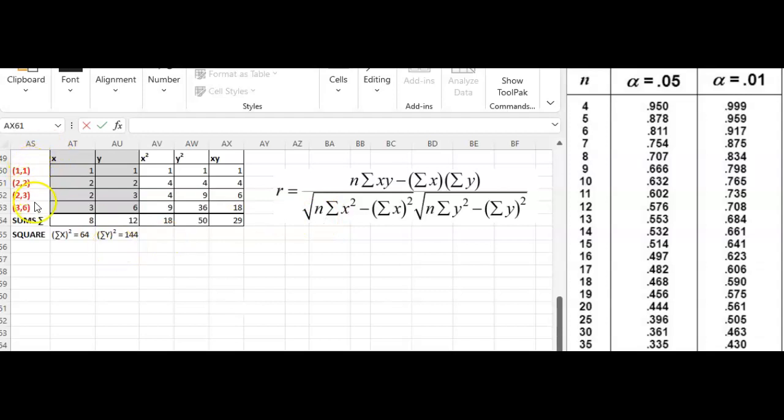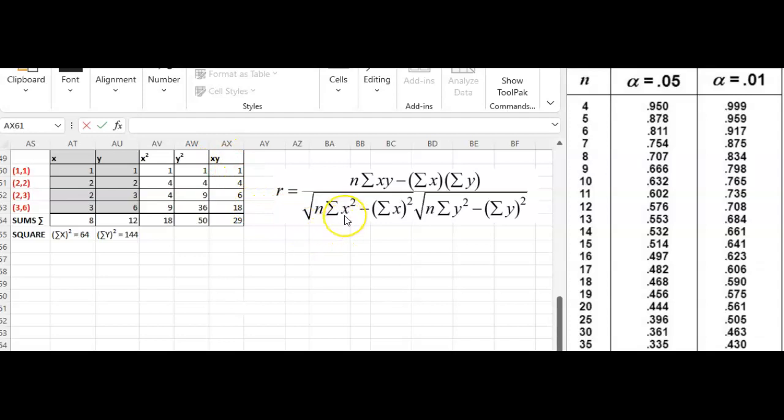So we're going to start. These are our ordered pairs: (1, 1), (2, 2), (2, 3), and (3, 6). And I've created this table showing x's, the 1, 2, 2, and 3, and the y's, 1, 2, 3, and 6. So this is just our ordered pairs, what you see in the shaded gray, and then I created columns for everything that we're going to need.